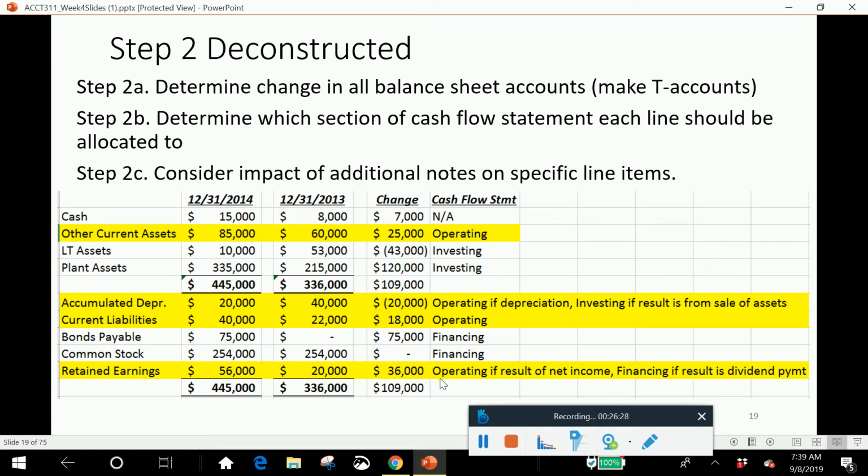So if the change in retained earnings is because of net income, that's an operating activity. If it's actually a decrease because of dividend payments, that would be a financing activity. So what we're going to focus on right now are the lines that I highlighted in yellow, because I believe that those are the lines that may be related to operating activities.